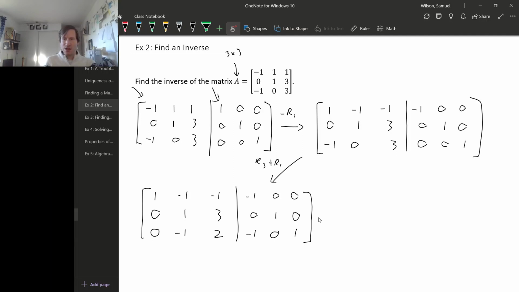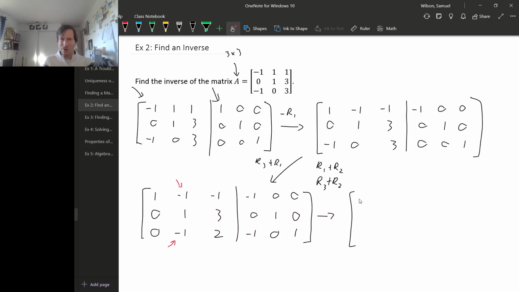Okay, now let's see, next thing to do our reduction, we need to get this minus 1 here to disappear. So we should take row 3 and add row 2. While we're at it, to get rid of this minus 1 right here, why don't we also do row 1 plus row 2?